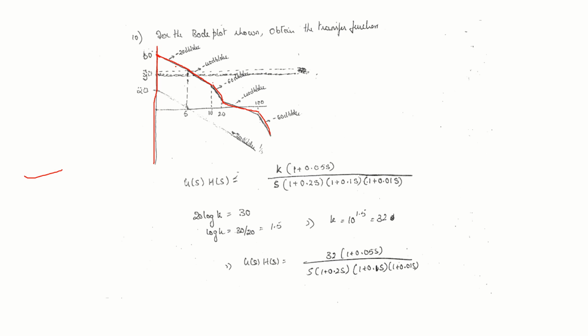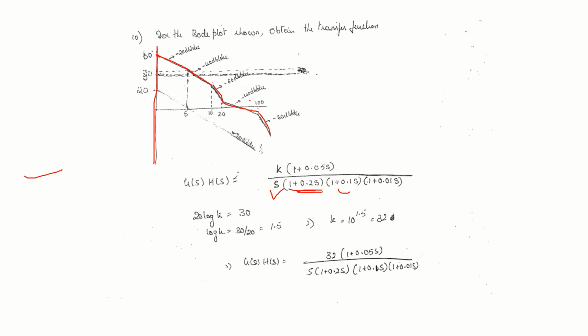To begin with, you have one slope of minus 20 dB per decade, which means there should be a pole at the origin, 1 by s. Again, the slope has increased to minus 40 dB, which means there should be a finite pole. There is a break frequency at 5, so 1 plus 0.2 s. Again, the slope has increased, so again there is a pole, 1 plus 1 by 10, that is 0.1 s.